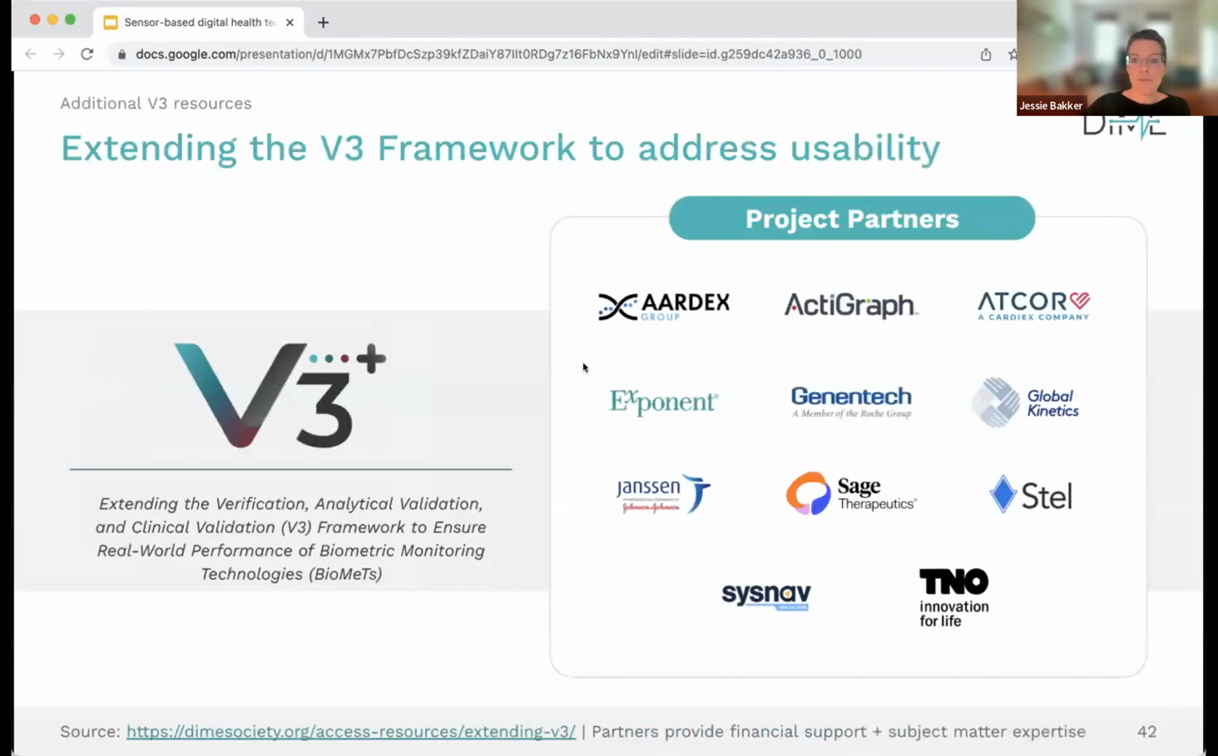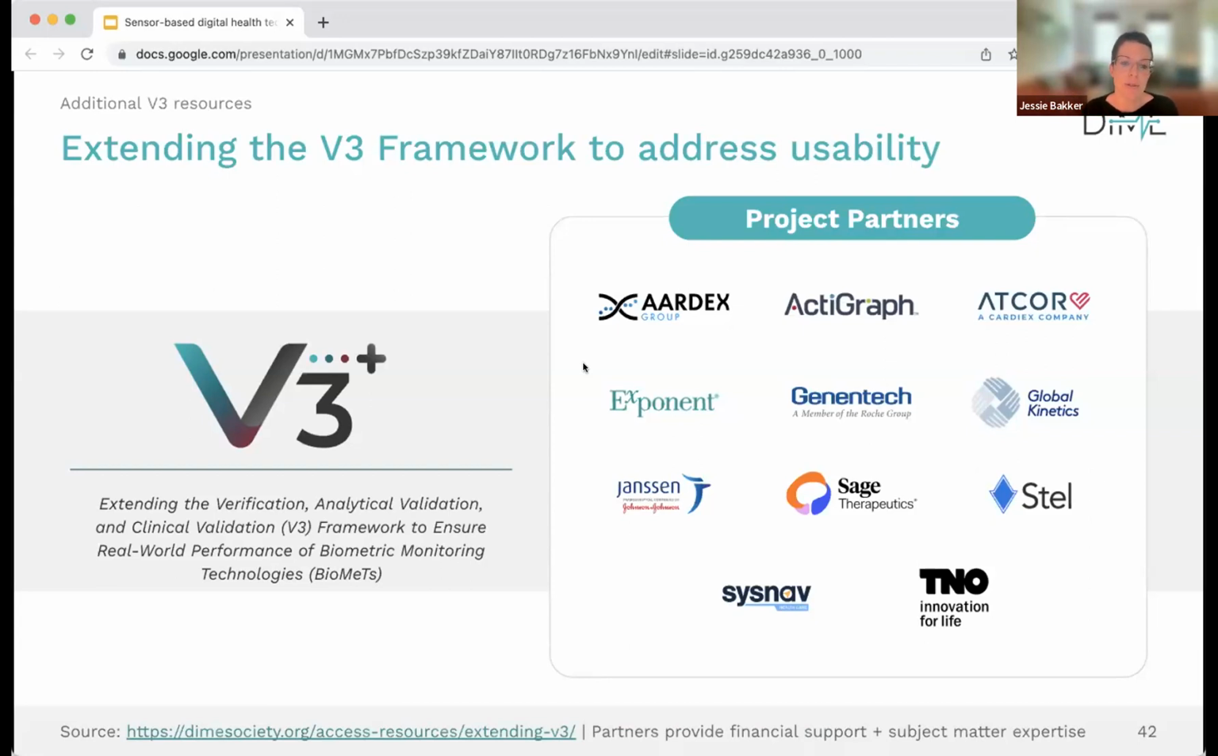Finally, we have recently assembled a pre-competitive collaboration, pulling together a large group of project partners to extend the V3 framework in order to address human factors and usability. So when we wrote the original V3 framework back in 2019, 2020, we decided at the time that human factors, human-centered design, and usability were beyond the scope of V3. But we always had plans to come back to it at some stage, and that time is now.